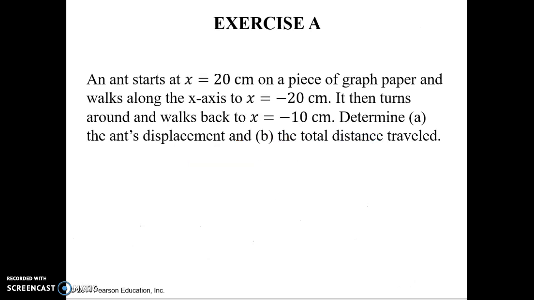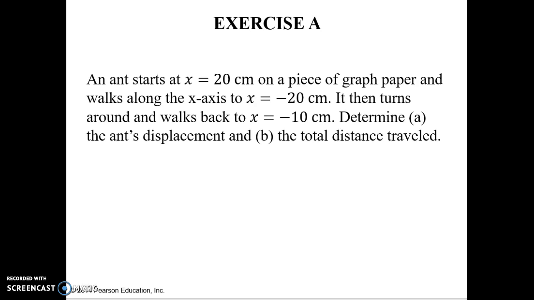Let's do exercise A. An ant starts at 20 centimeters on a graph paper and walks along the x-axis to a position of negative 20 centimeters. It then turns around and walks back to a position of negative 10 centimeters. We want to determine A, the ant's displacement, and B, the total distance traveled.